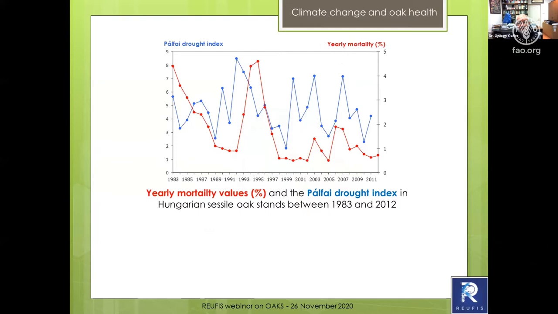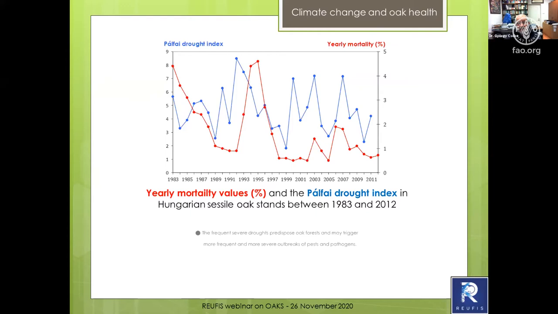On this graph, you see the red line is the yearly mortality of sessile oaks in our experimental plots, and the blue line is a widely used drought index. So the evident conclusion is the mortality is dependent on the weather. In dry years, if there are many dry years in a row, the mortality rate will increase, and in less dry years, the mortality rate will decrease.